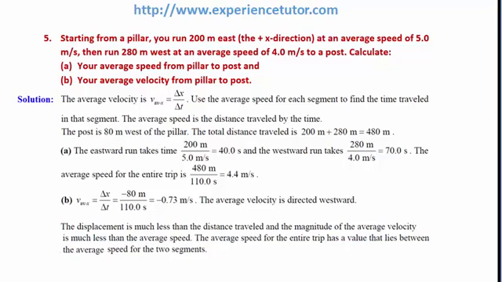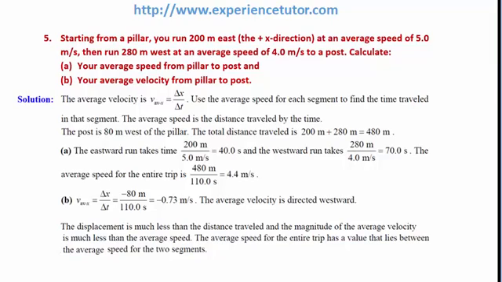second. B. Again, average velocity is equal to delta x upon delta t, which is equal to minus 80 meter upon 110 seconds, that is minus 0.73 meter per second. The average velocity is directed westward.